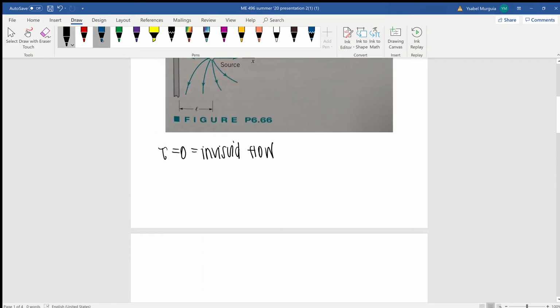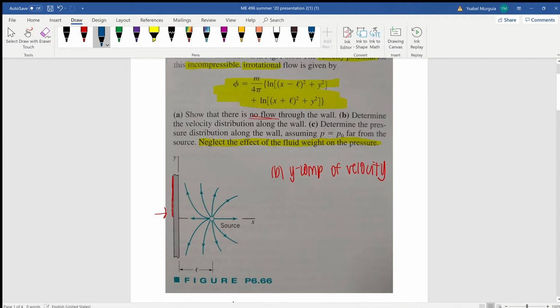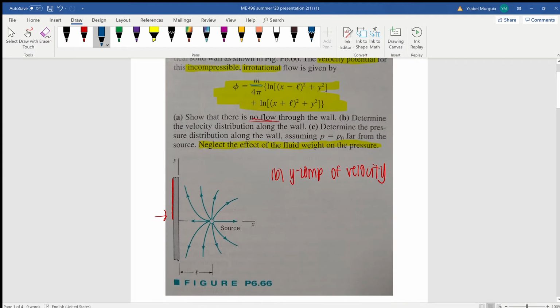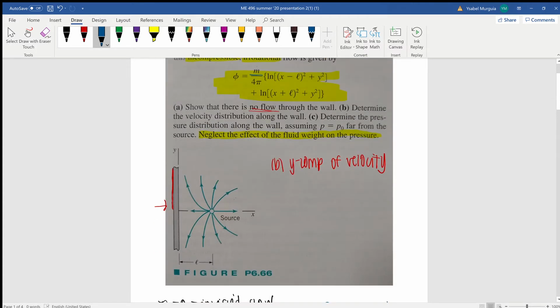Okay, they also tell us that this is a source. So really quick, a source, again, we know from class and from the book that a source looks like this. We also know that a sink looks like that, everything going inwards, and a source would be everything going outwards. And this variable right here, M, is defined as the strength of the source, or sink, in this case a source, because they do tell us it is a source, and it appears to be, in fact, a source.